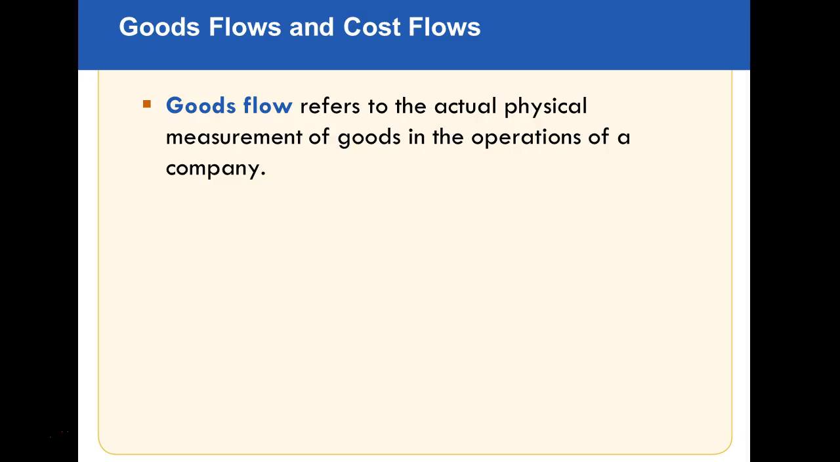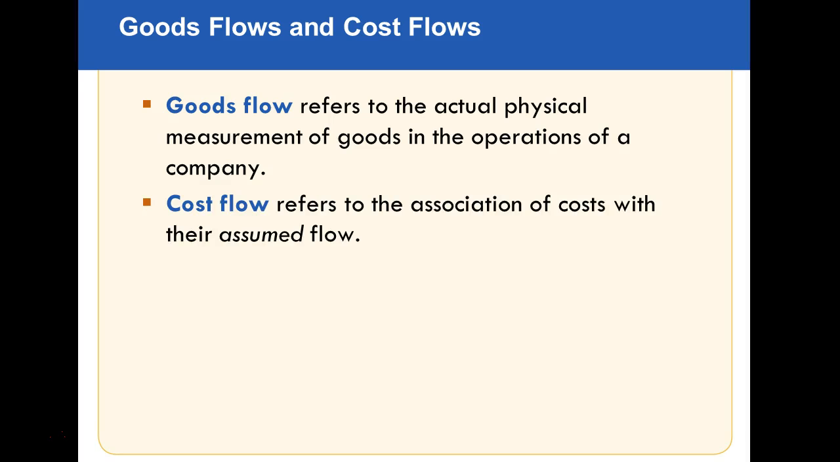Goods flow refers to the actual physical movement of goods in the operations of a company. But cost flows refer to the association of costs with their assumed flows. So with goods, did the last good that got purchased become the first good we use, or is the oldest piece of wood the piece of wood we're using? That's all related to goods flow. We don't care so much about goods flow in accounting as we do about cost flows.